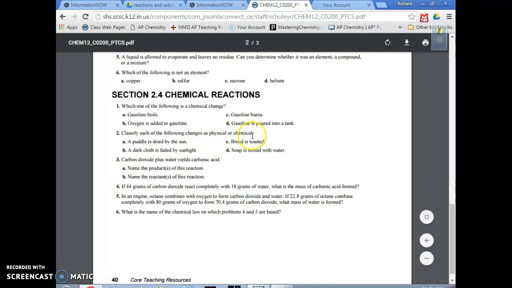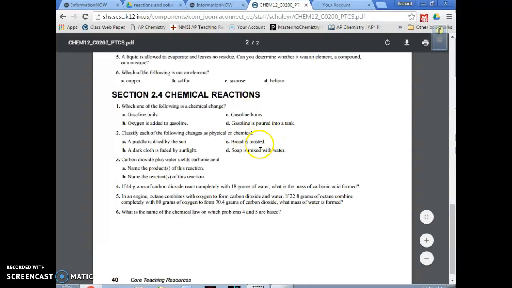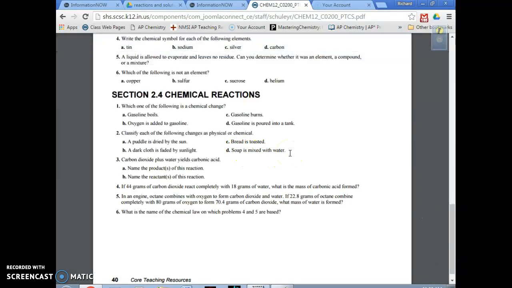Classify each of the following as physical or chemical change. A puddle's dried up by the sun. It's just water. It was a liquid, now it's a gas. Dark cloth is faded by the sunlight. Color change, we said color changes are usually chemical. Bread is toasted. Color change, taste different, chemical change. Soap is mixed with water. That's physical change. If you evaporate the water back off, you get the soap back.